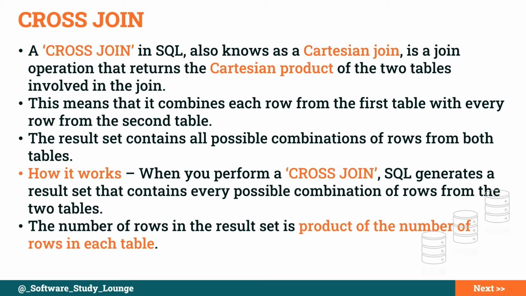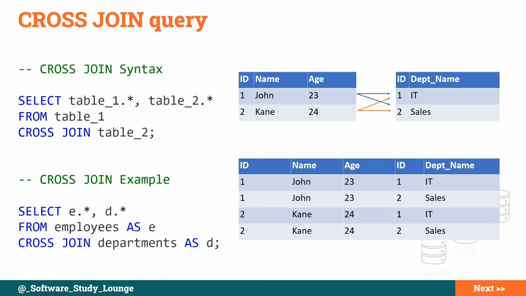So the next is an example of a cross join query. So how does it work? We have two tables. The left table is the employees table, which contains name and age with two records, John and Kane. The other one is a department table, which contains the ID and department name, with two entries, IT and Sales. So when we run the cross join query, what happens?